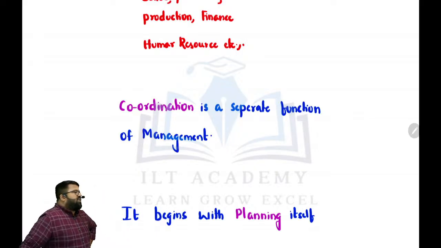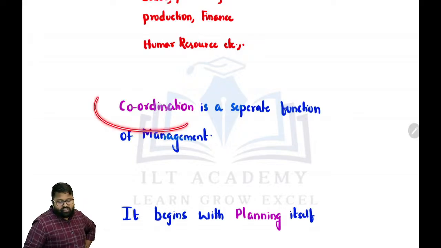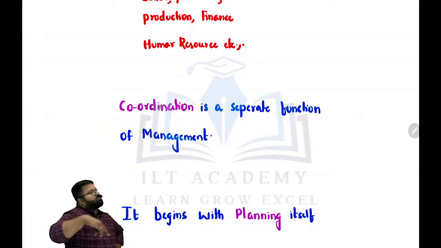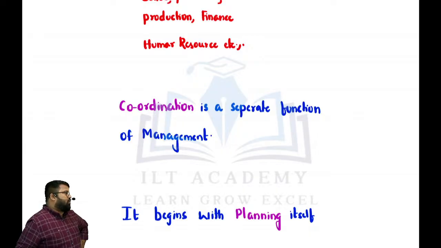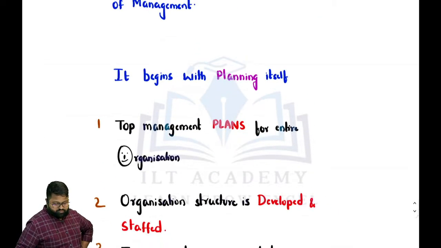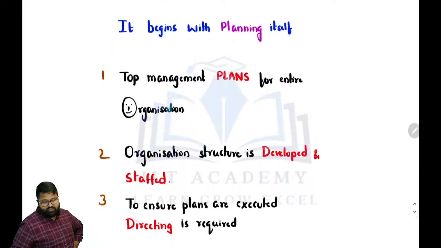Coordination is a specific function of management, mainly to go with all the functions. Coordination is the most important aspect. Of all those 5, there should be synchronization. And if they are not properly planned, then it's gone. So do not write this one, not required. Write this 1, 2, 3.